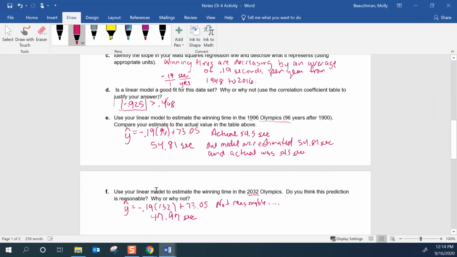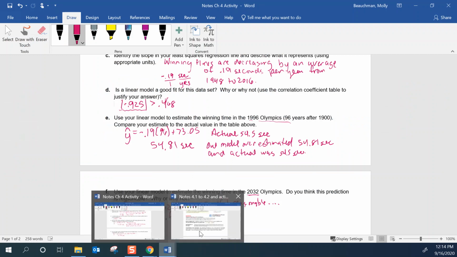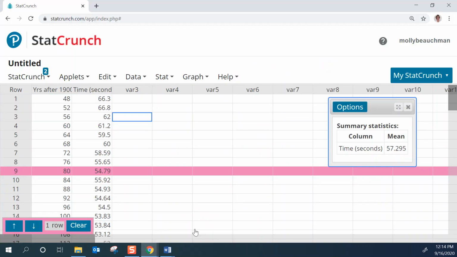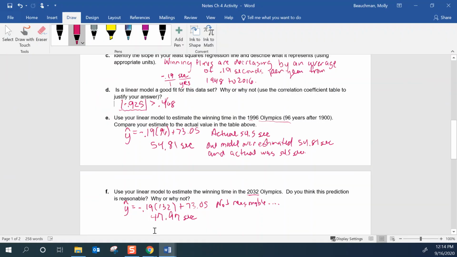So your prediction, no matter what they asked you to put in for x, if a line's not a good fit, your answer would be the mean, which was 57.295 seconds. That would be your answer for both E and F, and that might happen on homework. If a line's not a good fit, use the mean of your dependent variable, and that's your prediction no matter what your x value is.